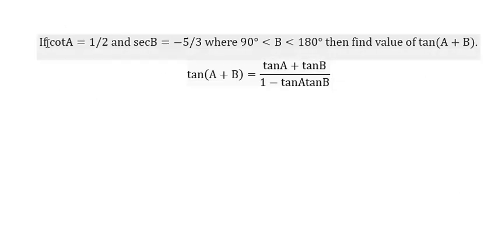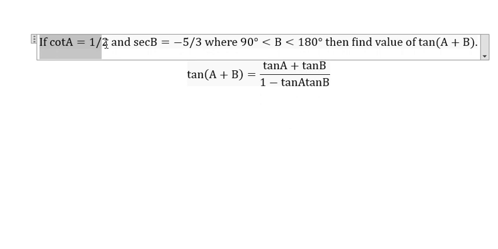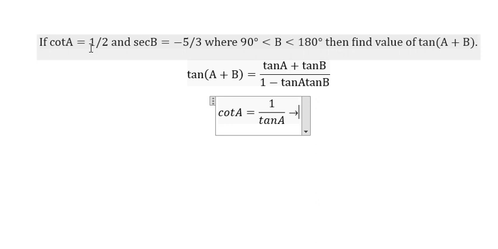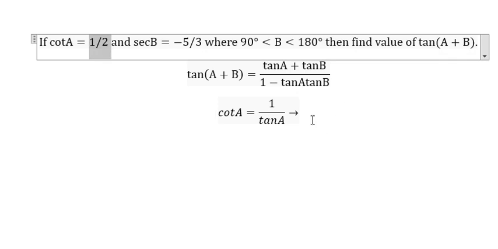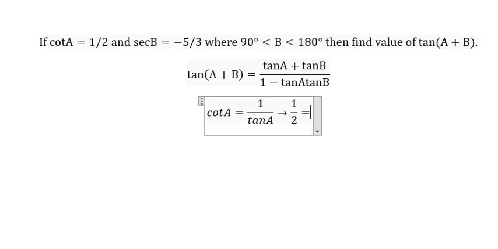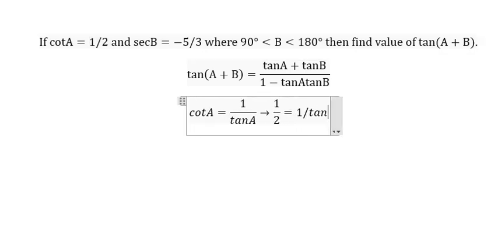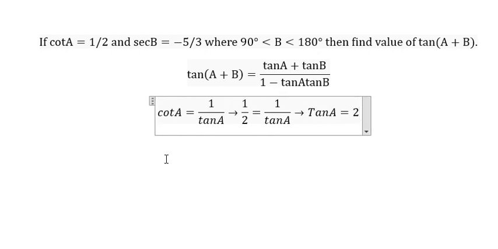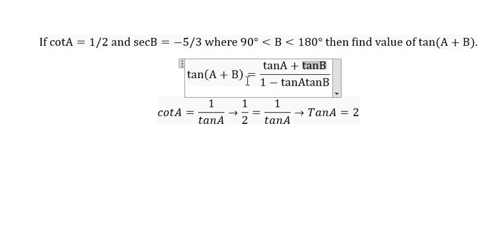So we have cotan A, and we know that cotan A is 1 over tan A. And now we know that cotan A is 1 over 2. So tan A is 2.